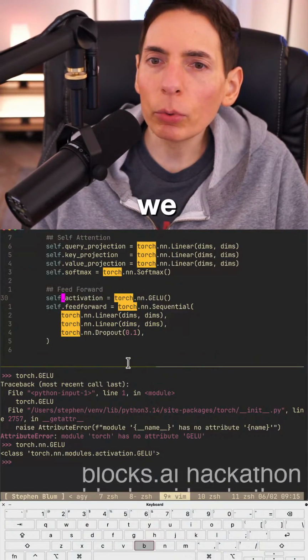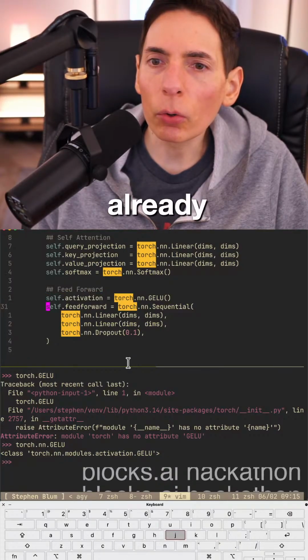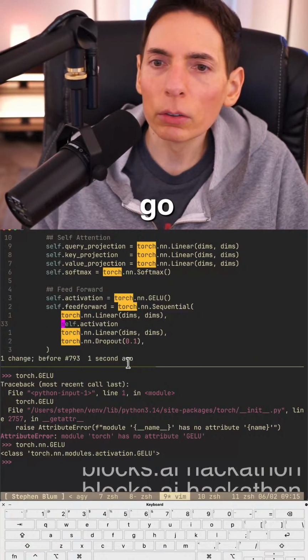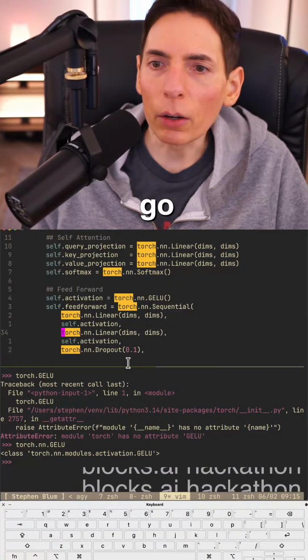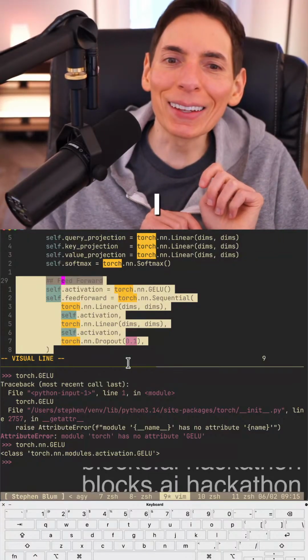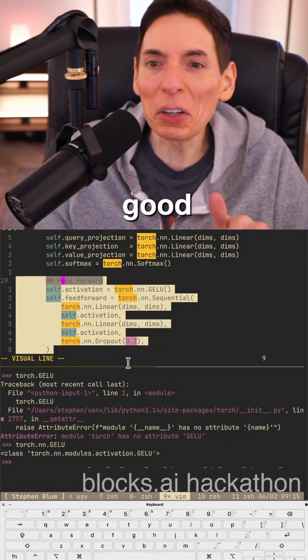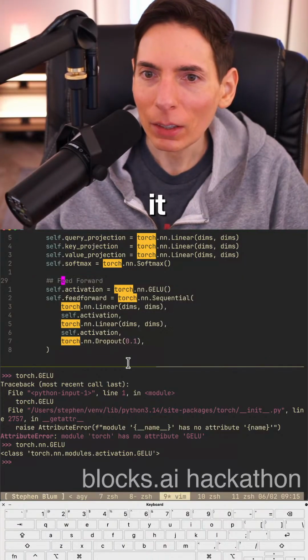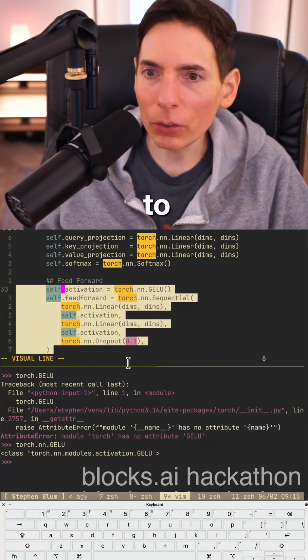I believe we can copy, because this is already an instance, so we just paste that there. There, perfect. Feed forward, boom. Does that look good? I think that's good. Thank you, Cloudhead, that was really good advice. I like it. I'm pretty sure that will do what we want it to do right there.